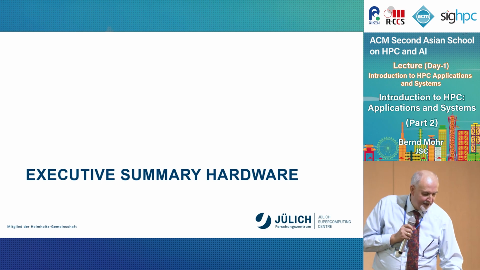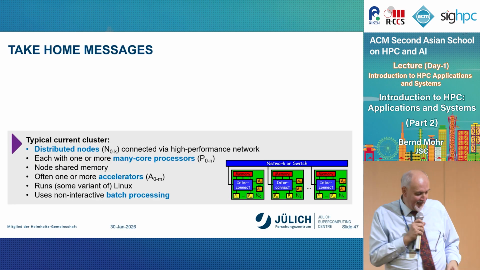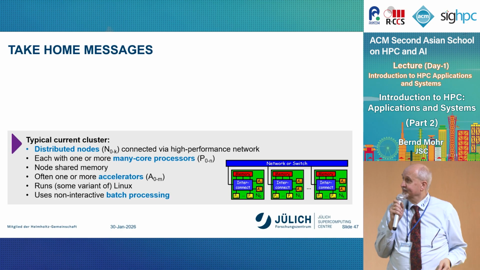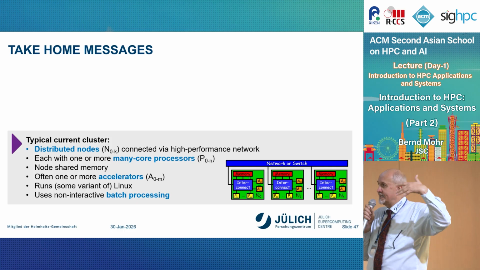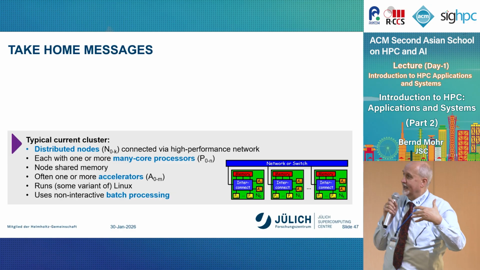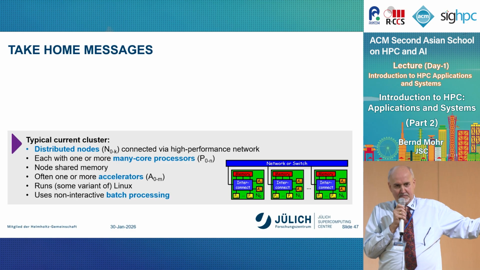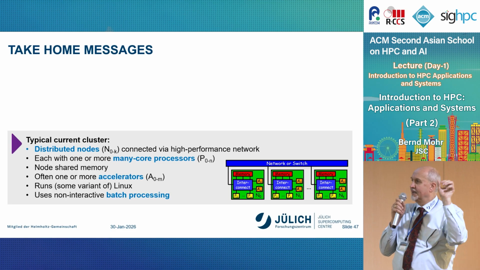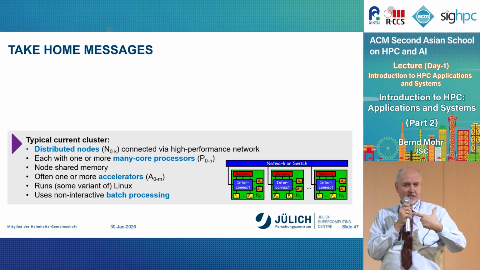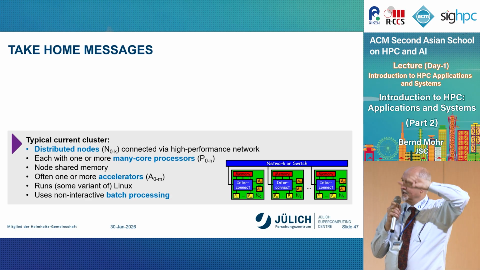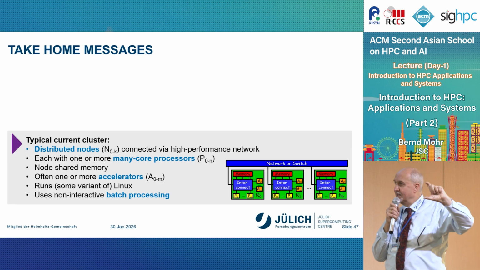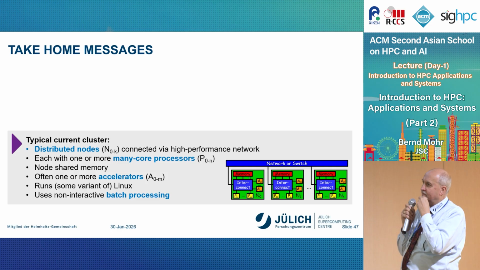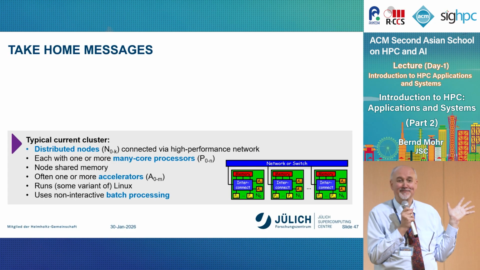So, what are the most important things you should have learned in the last, say, 45 minutes to an hour? So, what does a current computer look like? It's distributed nodes, up to 200,000, connected via a high-performance network. Each node has many-core processors, a shared memory system inside the node, and 1, 2, 4, up to 8 accelerators. They all run basically Linux.